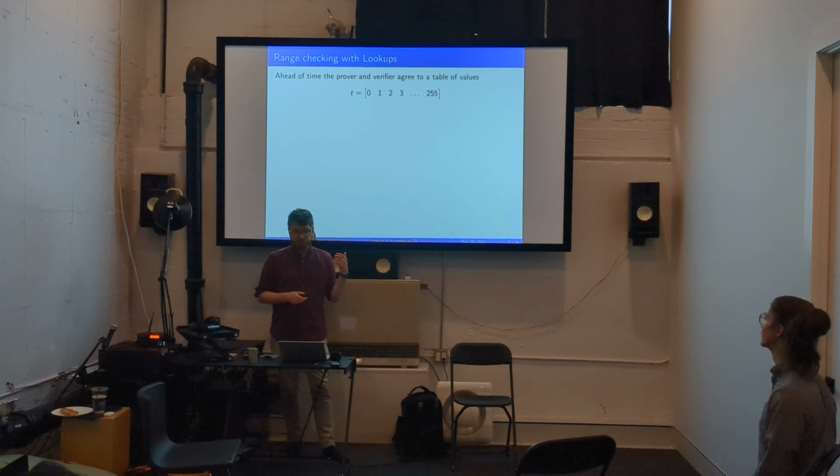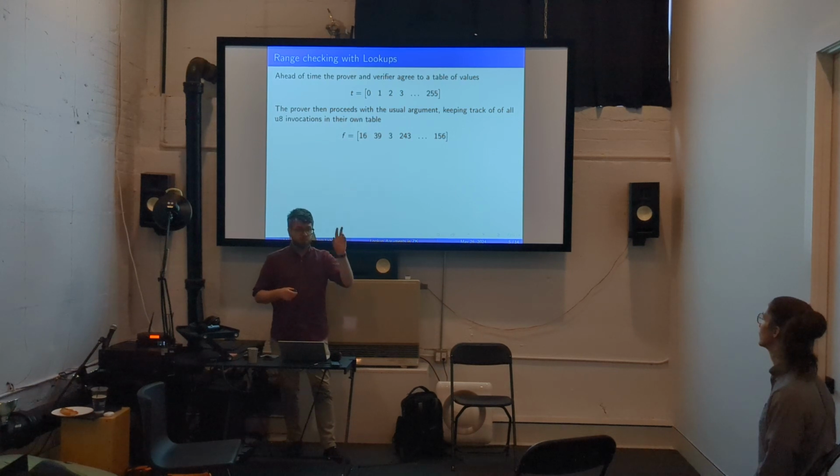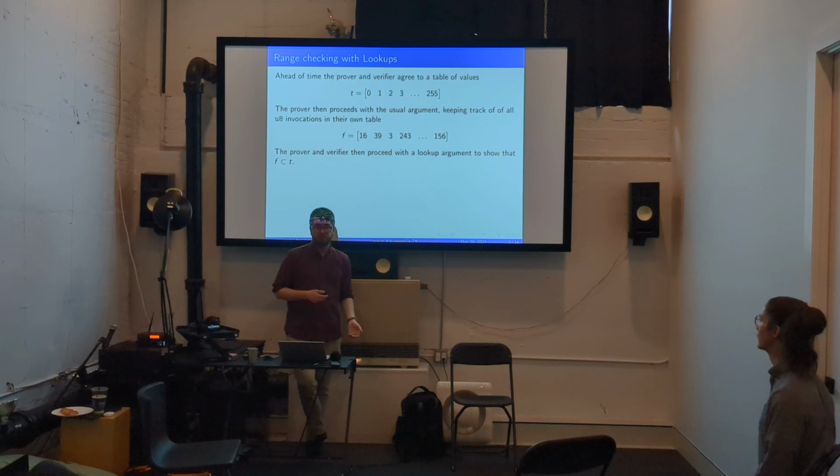And so what are we doing? We're going to start with the table of values that we want our U8 to be within, so it's between 0 and 255. And then in the course of proving whatever the prover is trying to prove to the verifier, they're going to start keeping track of all the times that they use a so-called U8. So 16, 39, 3, etc. And at the very end, the prover and the verifier are going to go through some interactive protocol, as most proof systems go. And in the course of the lookup argument they are going to show that this set of queried values, f, is actually a subset of this set of fixed values at the very beginning, t.